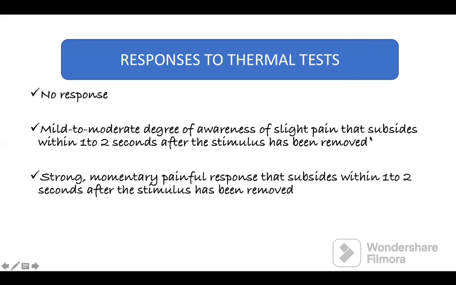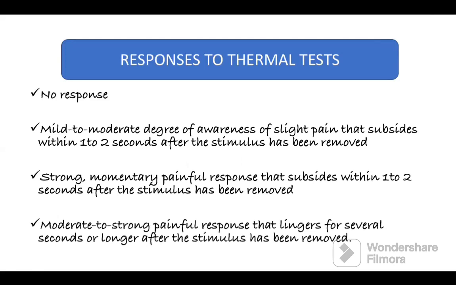A third response is a strong momentary painful response that subsides within 1 to 2 seconds after the stimulus has been removed. Between these two responses, you can note that there is a difference in the degree of intensity. Here, only slight pain is felt, but here it is a strong painful response. However, the duration is the same. This type of response, that is the strong momentary painful response, indicates an inflamed pulp and it indicates a condition of reversible pulpitis.